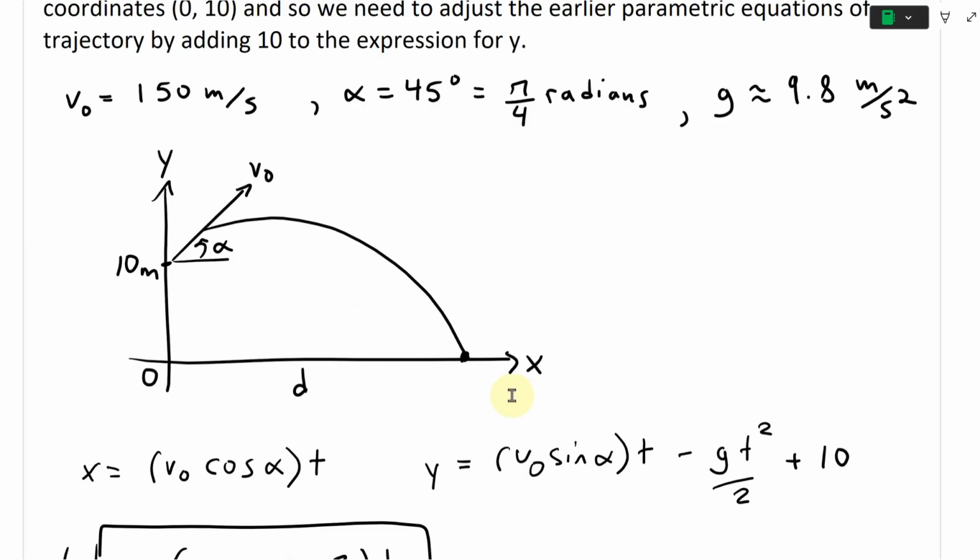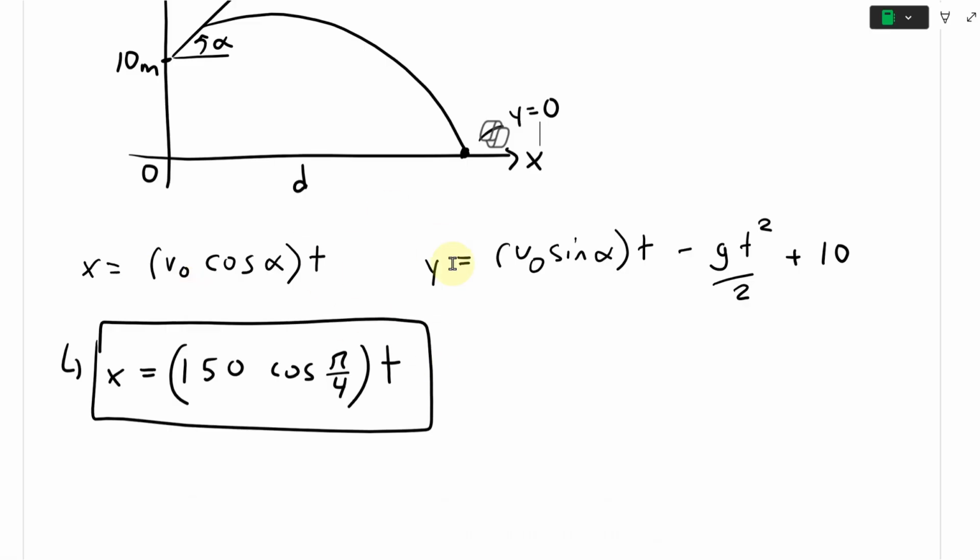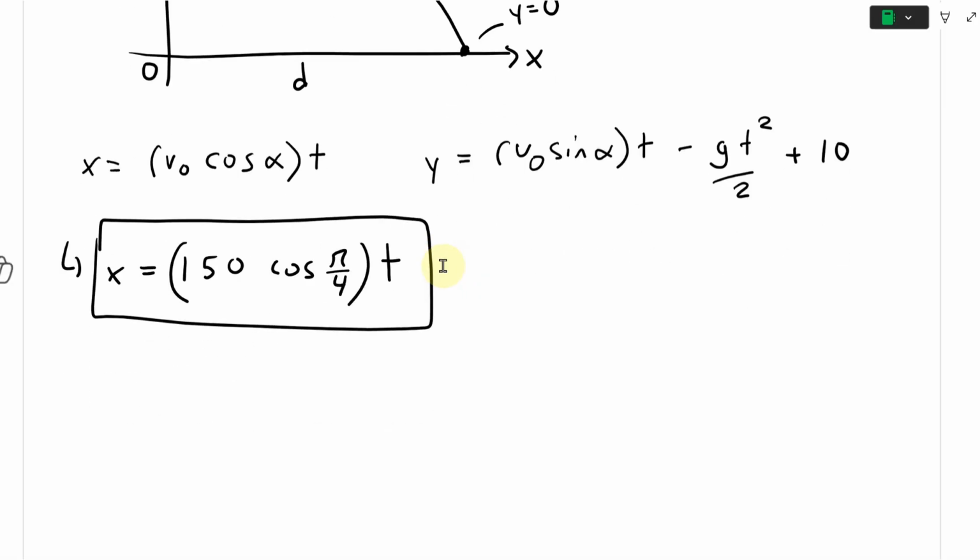We can solve for t by setting y equals 0 here. At the impact, we have y equals 0. So we set this equal to 0 and solve for t, then put that in there and solve for x. All right, so what we'll do, again, is similar to the other setup.